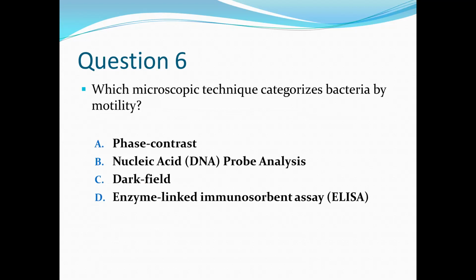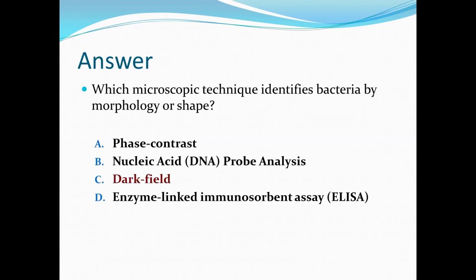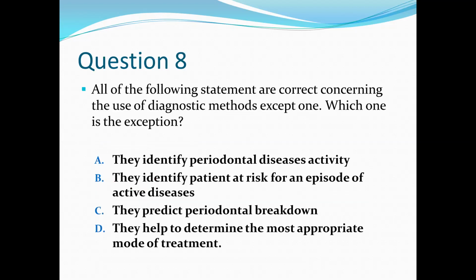Which microscopic technique categorizes bacteria by motility? Not by type, but by mobility. And it's the phase contrast microscope. The dark field will give you whether it's a rod or a spirochete, that type of thing. Which microscopic technique identifies bacteria by morphology or shape? Dark field, yeah, I gave that one away, didn't I?